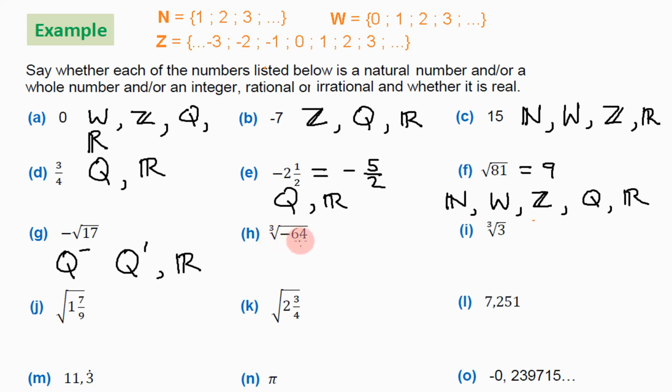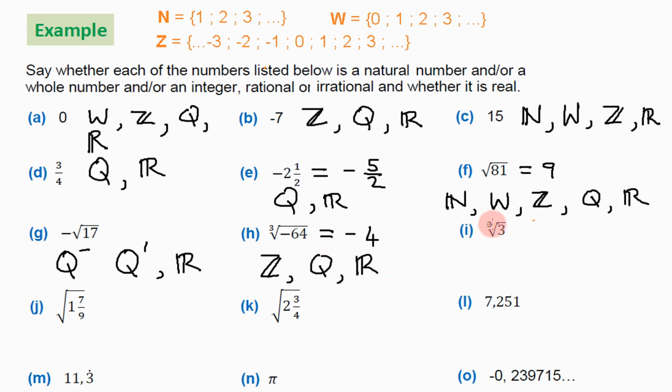Here we have the cube root of -64. We can work this out. The cube root of -64 is -4. Now, -4 is not a natural number or a whole number. It is an integer, and because it's an integer, it must be rational as well, and hence also real.